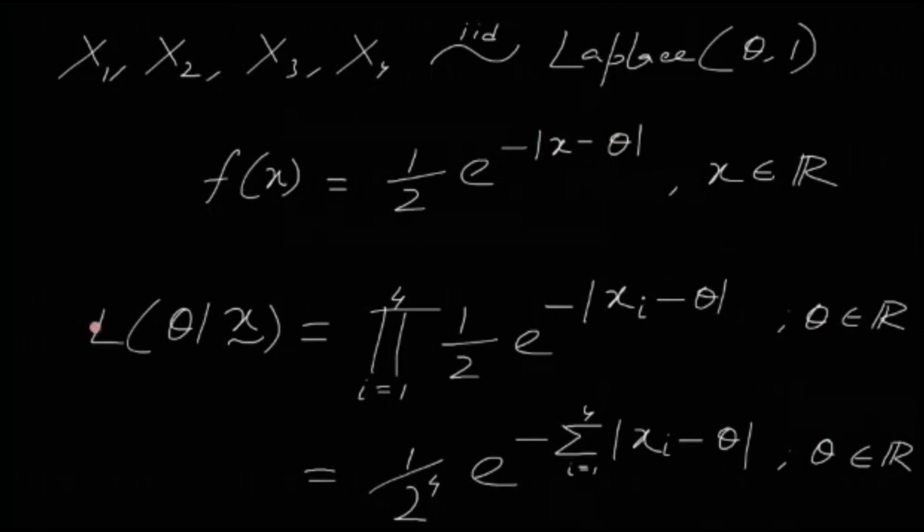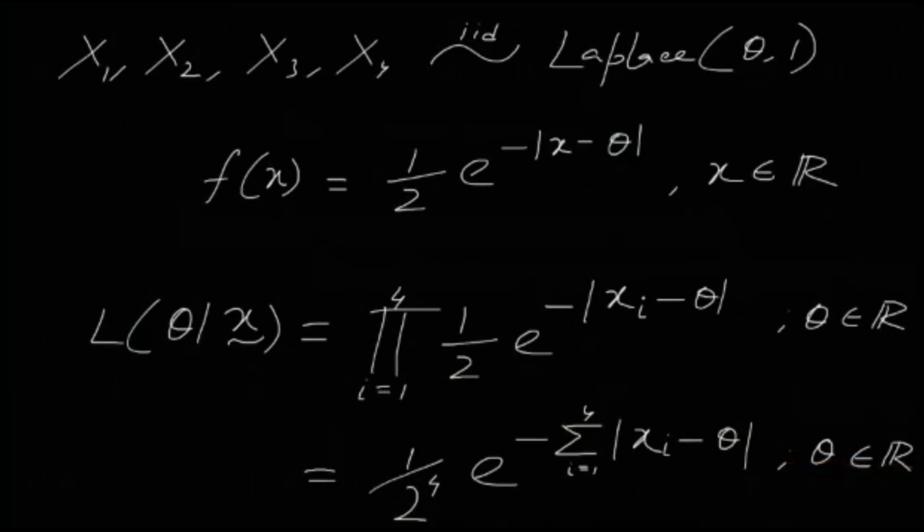So the likelihood function L of theta given x, where x is a vector, the sample value, is the product of this quantity, right? Because obviously they are IID, so this is nothing but 1 by 2 to the 4 into e to the minus summation i running from 1 to 4 of modulus of xi minus theta. This entire quantity is the likelihood function, where theta is an unknown real number. L is a function of theta, where theta takes any real value.